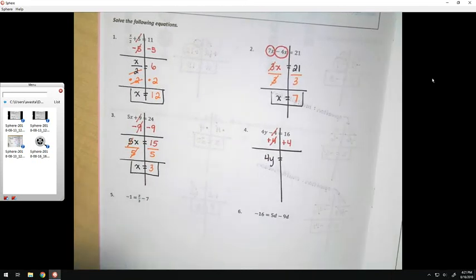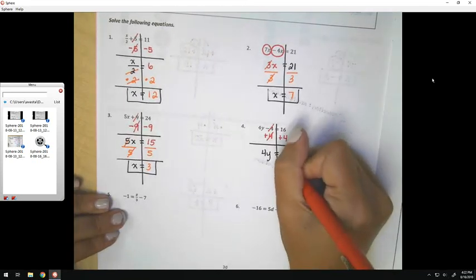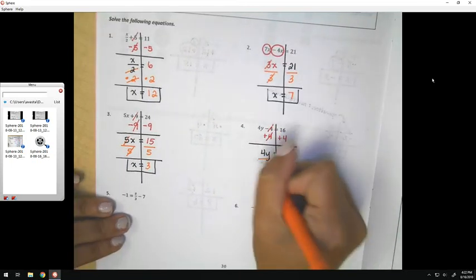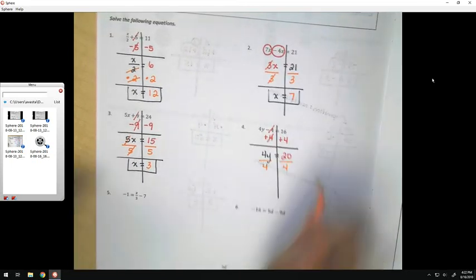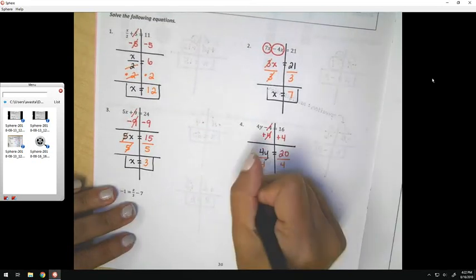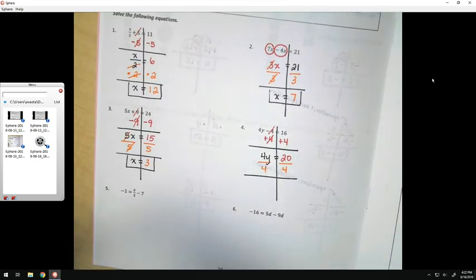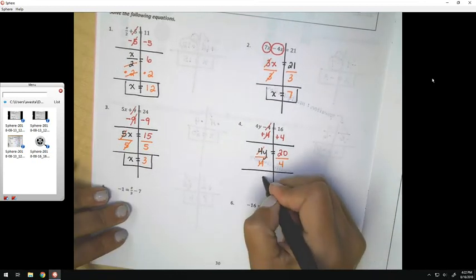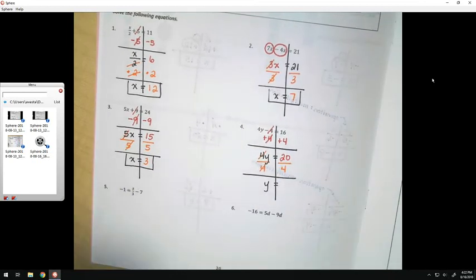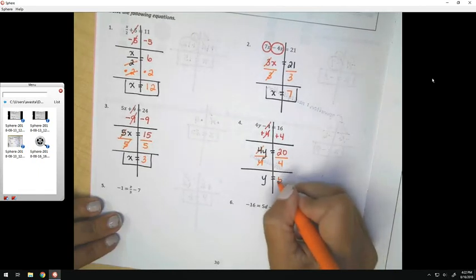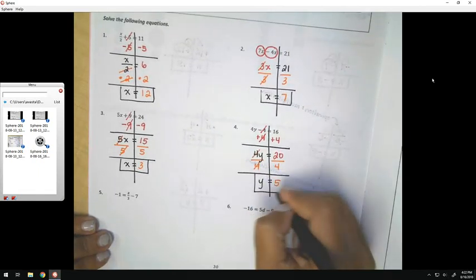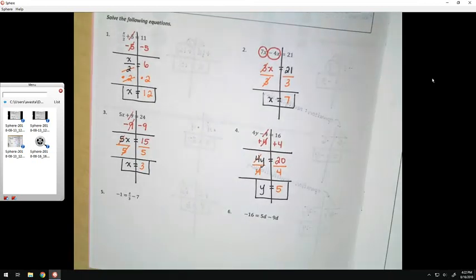equals 16 plus 4, which is 20. Next, I'm going to divide by 4 on both sides in order to get the y by itself. So these 4's are going to cancel, and I get y equals 20 divided by 4, which is 5. So my final answer here would be that the value of y that satisfies this equation is 5.